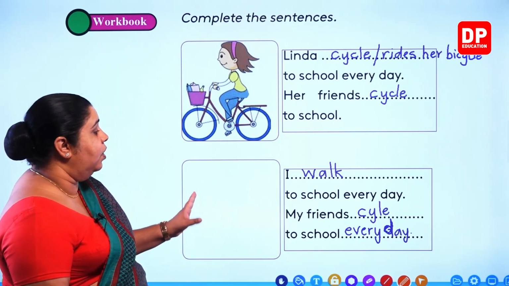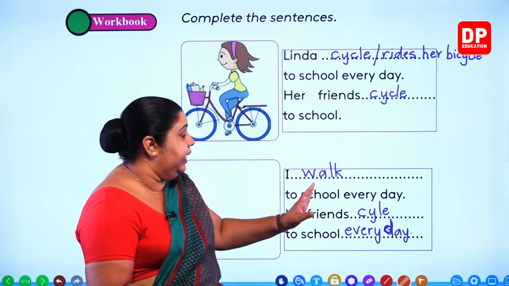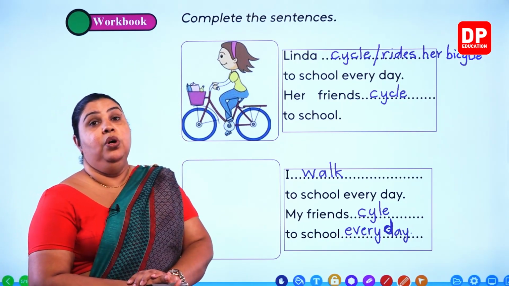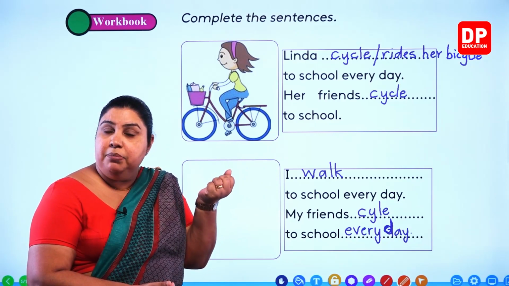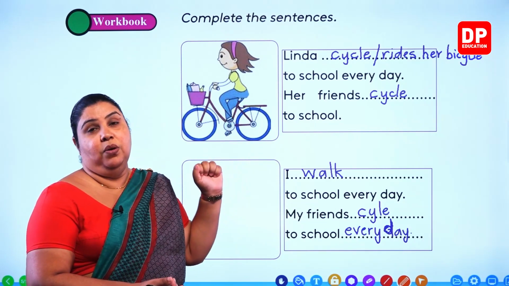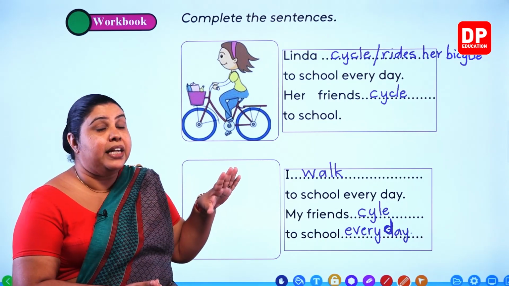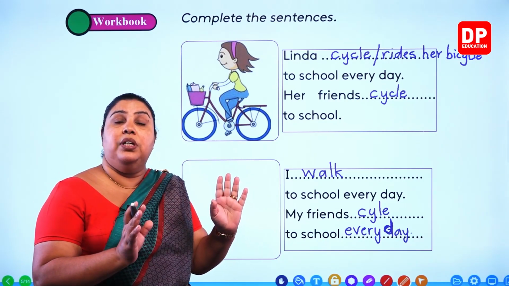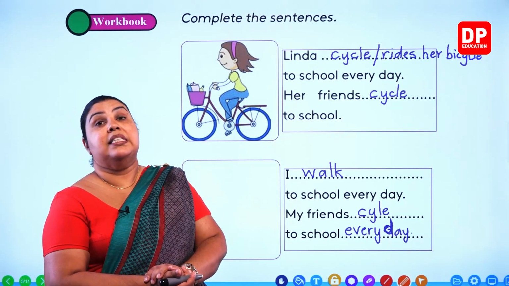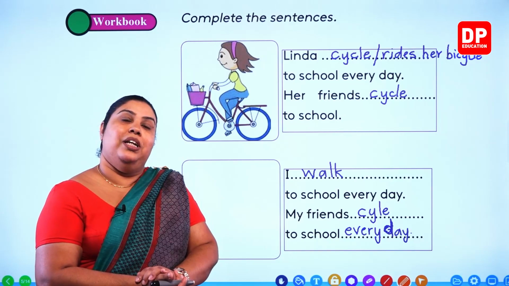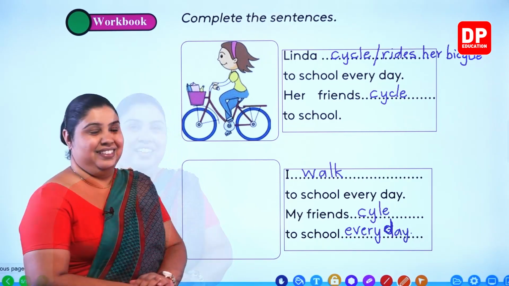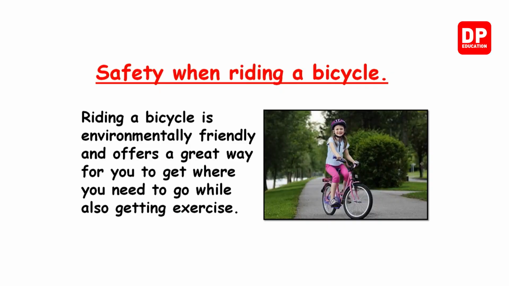So that depends on how you travel to school, and then you have to fill these blanks accordingly. Right? So now we know the conversation between Linda and Dasun, and then we completed all the sentences in the workbook as well. Now we have to learn some important information about cycling safely. So let's move on to that and we will talk about it. Come with me.